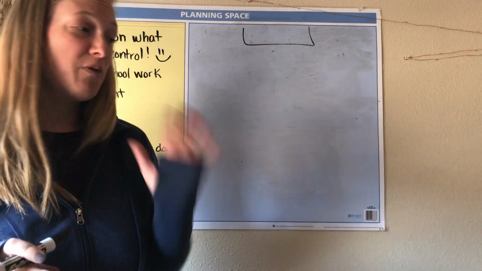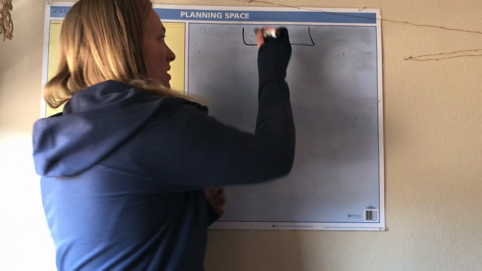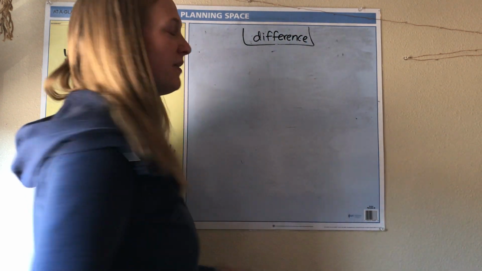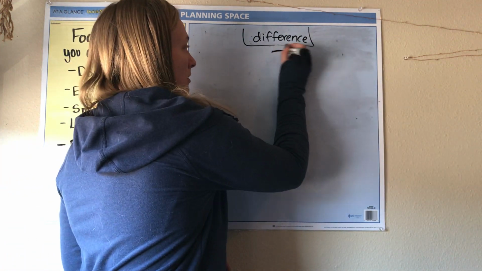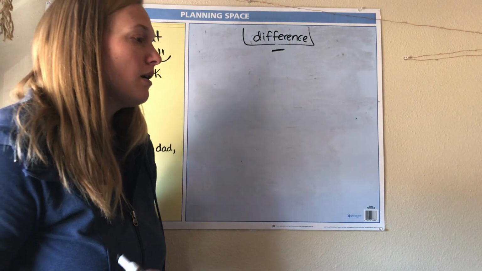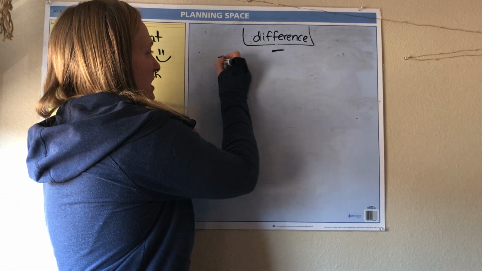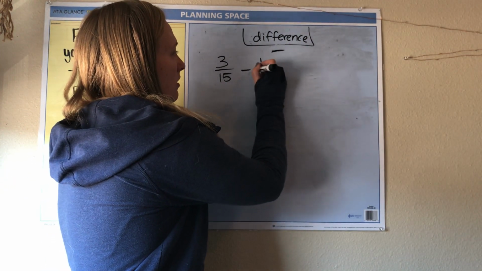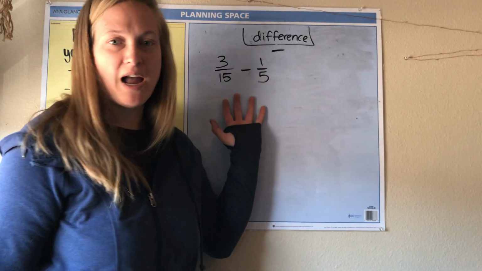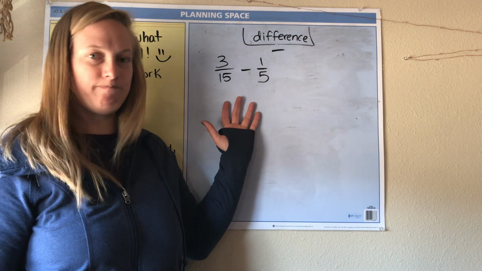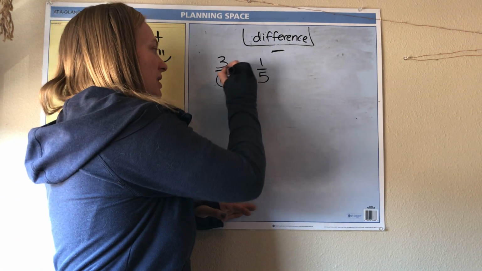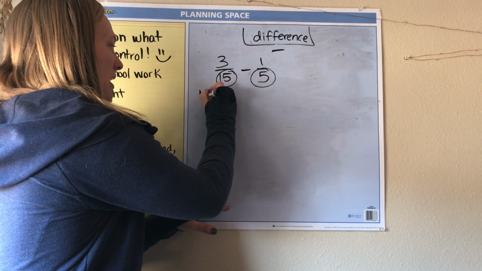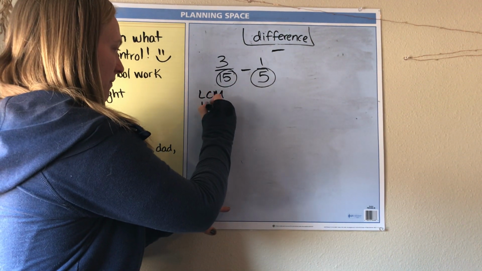Okay, here we go. Question number 5. Find the difference. Keyword is difference. Difference means to subtract. We are finding the difference of 3/15 and 1/5. Can I subtract these fractions as is? I can't. I do not have a common denominator. So therefore, I need to get my common denominator by finding the LCM, lowest common multiple, of 15 and 5.